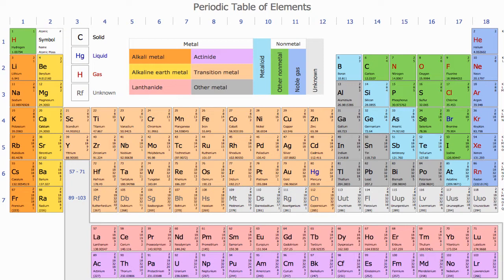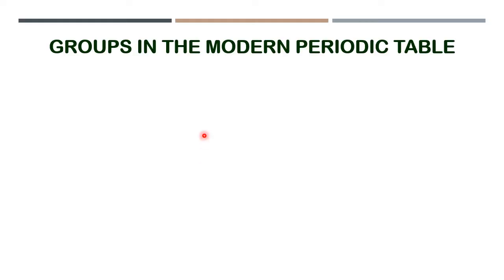Today, we will understand the framework of the modern periodic table. When we arrange elements from top to bottom in the increasing order of atomic number, that arrangement is called as what? Group-wise. And if you arrange elements in the increasing order of atomic number from left to right, horizontally, that is called a period.